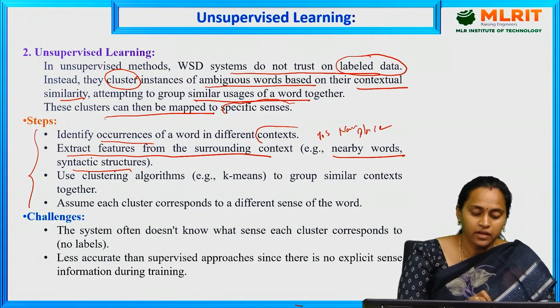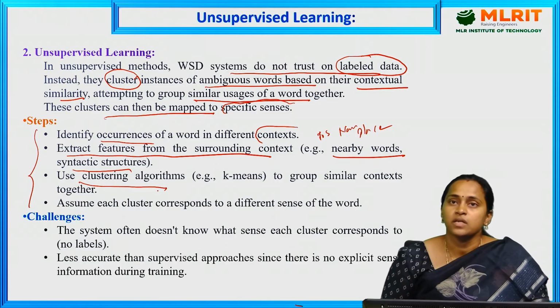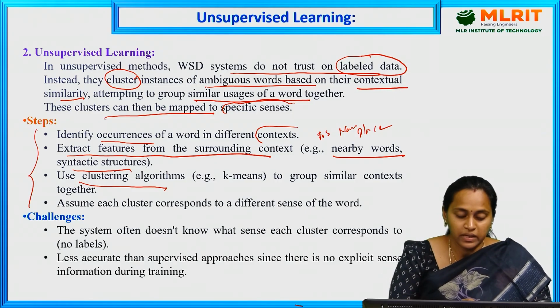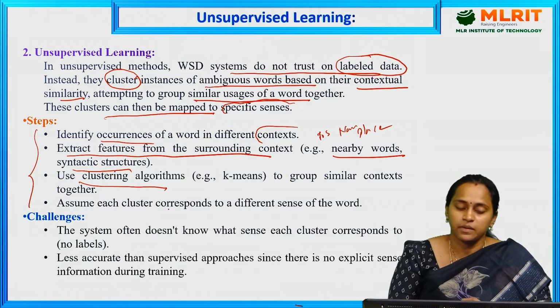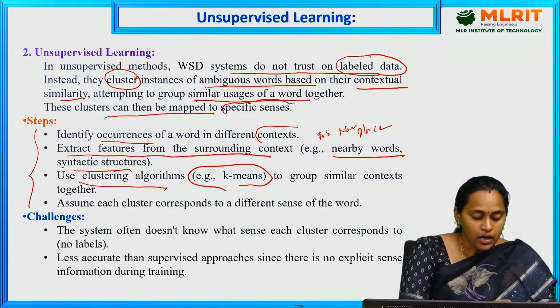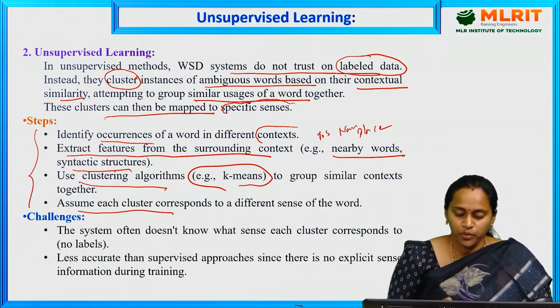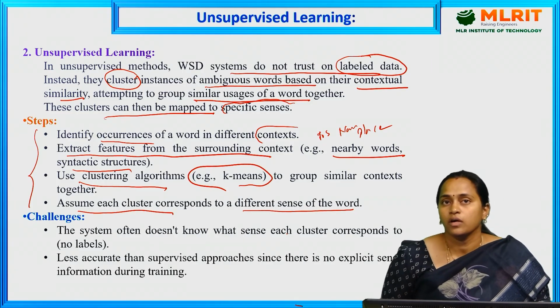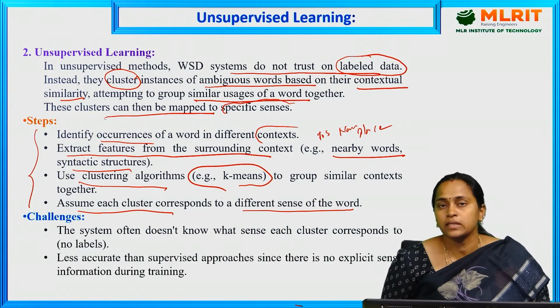After finding the surrounding context, let's use the clustering algorithms. We have to use some algorithms to find out the probabilities of the particular structure. For example, K-means, which assumes each cluster corresponds to a different sense of the word. So we have to assume that each cluster corresponds to a different sense of the word or not.